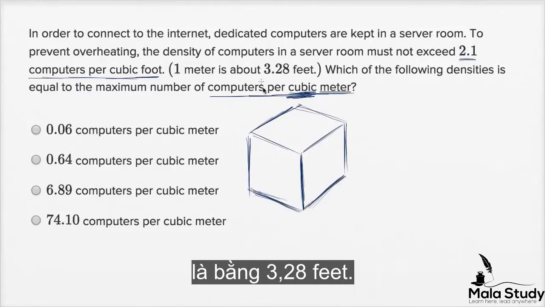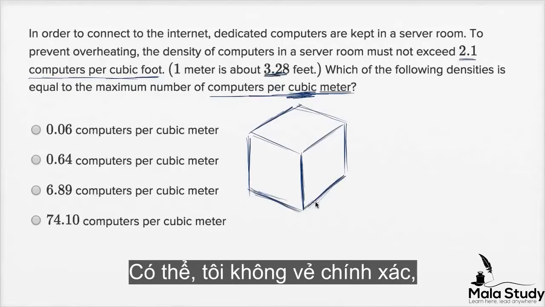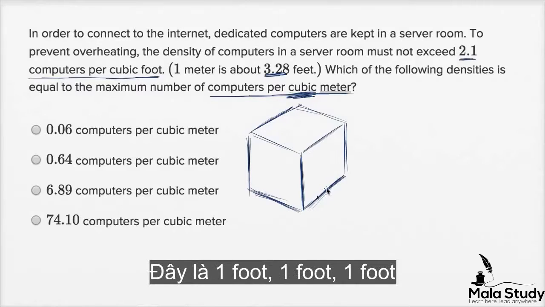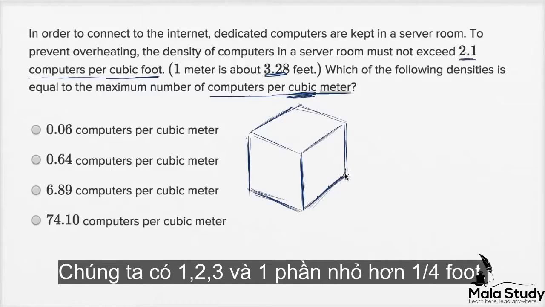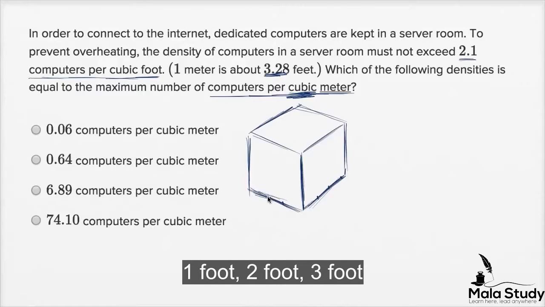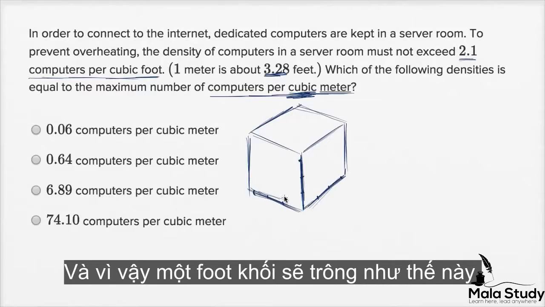Now 1 meter in this dimension is going to be 3.28 feet. I'm not drawing it perfectly, but that's maybe a foot, another foot, and a foot. So you have 1, 2, 3, and then a little more than a quarter of a foot. That's 3.28 feet. And a cubic foot will actually look something like this.